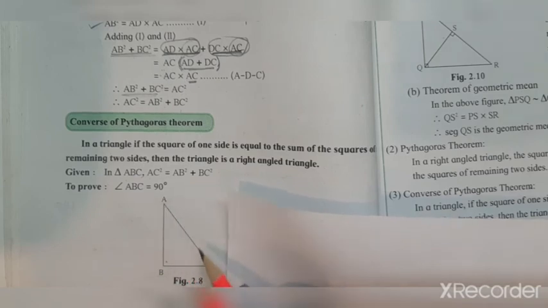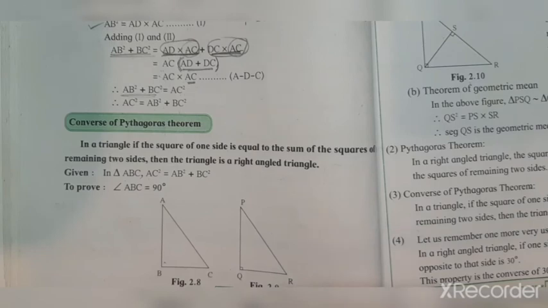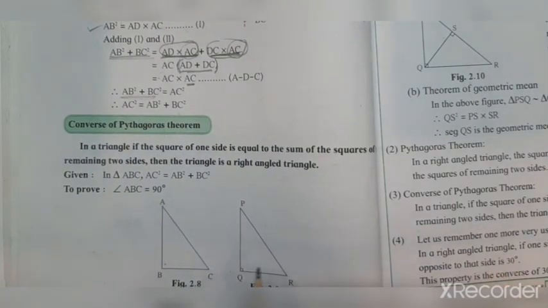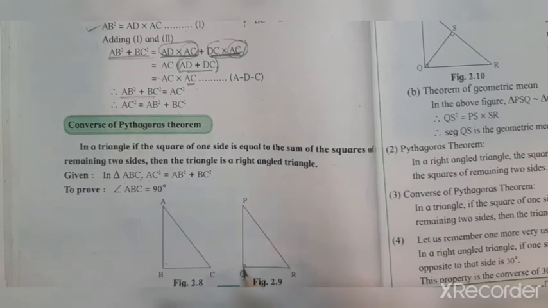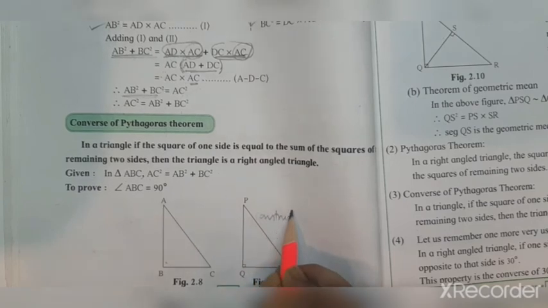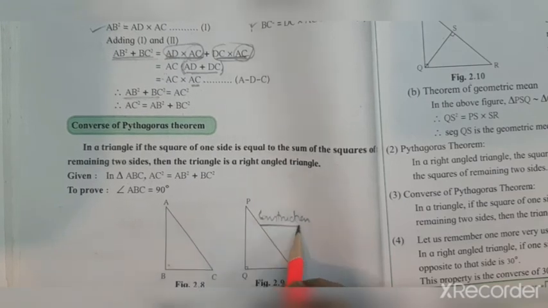Okay, so given AC square is equal to AB square plus BC square. Now to prove this, we have to do some construction, and the construction is we have to take another triangle which is a right angle triangle, and angle Q here is taken 90 degree. So this is a construction, this is not given. This is a construction triangle which we have taken.